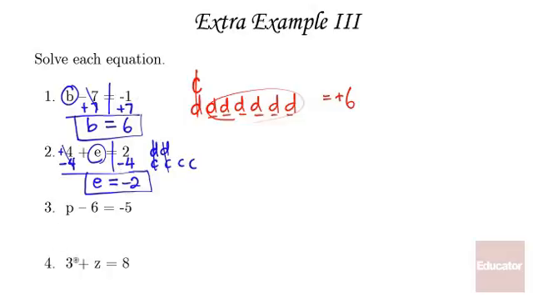Okay, and then the next one. Circle the variable. So here, this is what I have to get rid of because it's next to the variable on that side of the equal sign. So to get rid of a -6, I have to add 6. That's an inverse operation. Whatever I do to one side, I have to do to the other side. This goes away. P by itself now equals -5 plus 6.